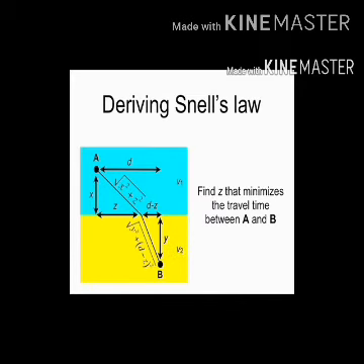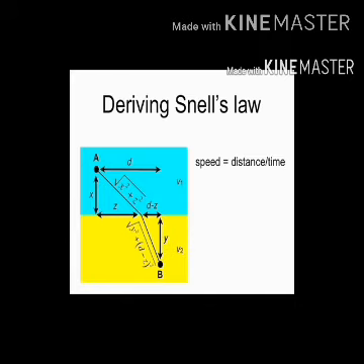So our goal here is to find length z that minimizes the travel time between A and B. We're trying to find the point on the interface that minimizes the time that it takes for light to travel from A to B. Now let's recall that speed is equal to distance over time, and so time is equal to distance over speed.